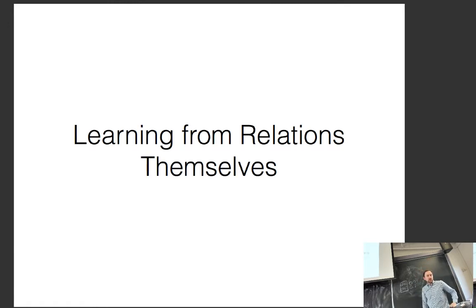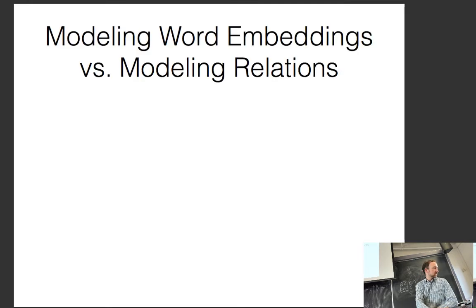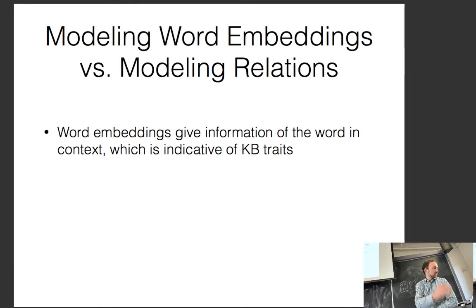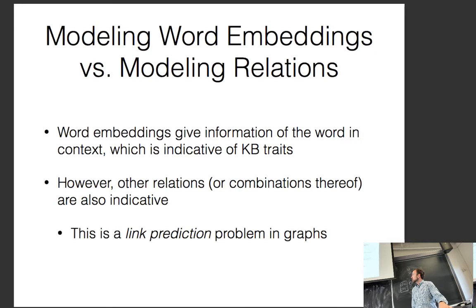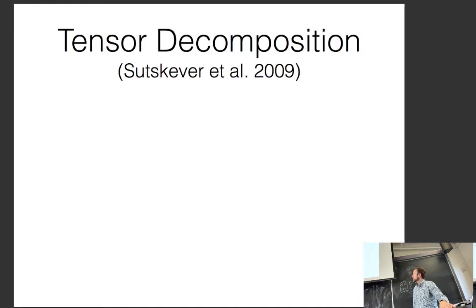So another thing we can do is learn from relations. The idea is that word embeddings give information of the word in context, which is indicative of knowledge-based traits. Also, other relations or combinations of them are indicative of whether a relation exists. So this is basically a link prediction problem in graphs. There's a lot more work on graph modeling, so I'm not going to cover this in detail because it's moving to the border of the realm of natural language processing.